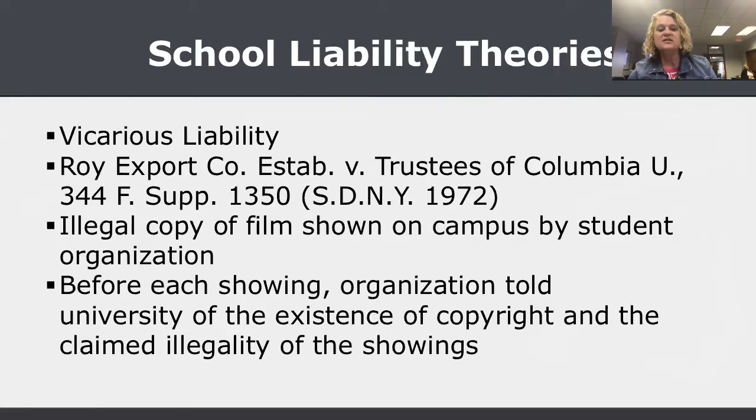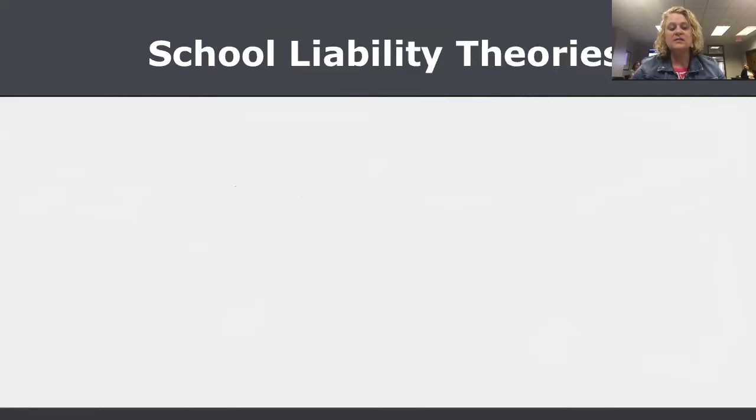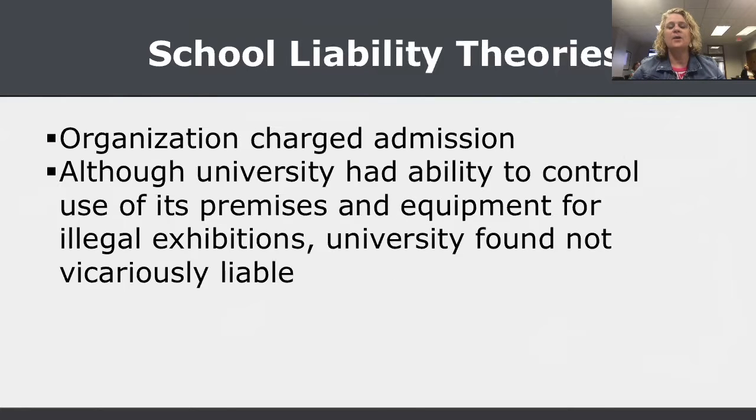We think we have a license. In this case, the school won because the court said that although the university had the ability to control the use, they could not be held responsible for everything that the student group did. And the student group had given them notice that they had a reason to believe they had permission to use it. In this case, the university got off the hook.